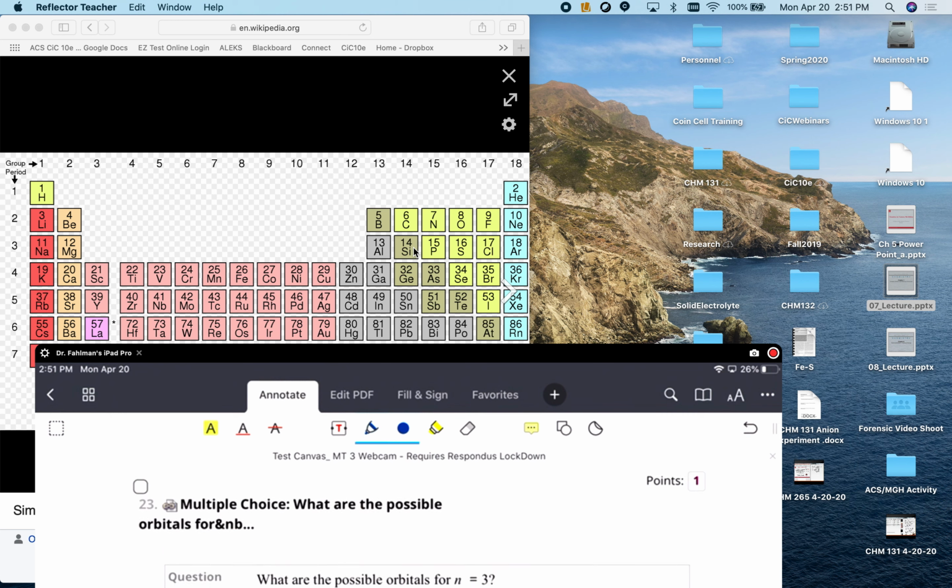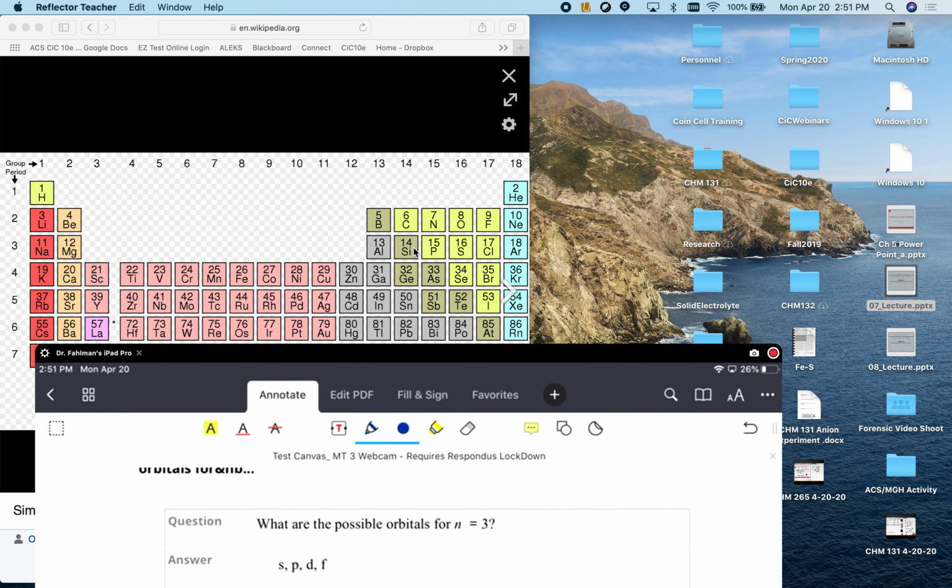The orbitals for n equals 3. For n equals 3, that means that l can have values of 0, 1, and 2, or in other words, s, p, or d orbitals.